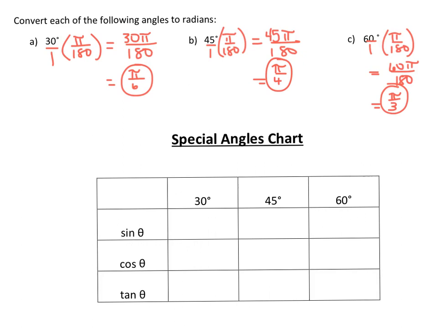Now, on top of this chart, since we just found 30, 45, and 60 degrees rewritten in terms of radians, I'm going to put the radian measure on top of each of these. So we said that 30 degrees can be rewritten as pi over 6. So I'm going to write this as pi over 6. And then 45 degrees is pi over 4. And then 60 degrees is pi over 3.